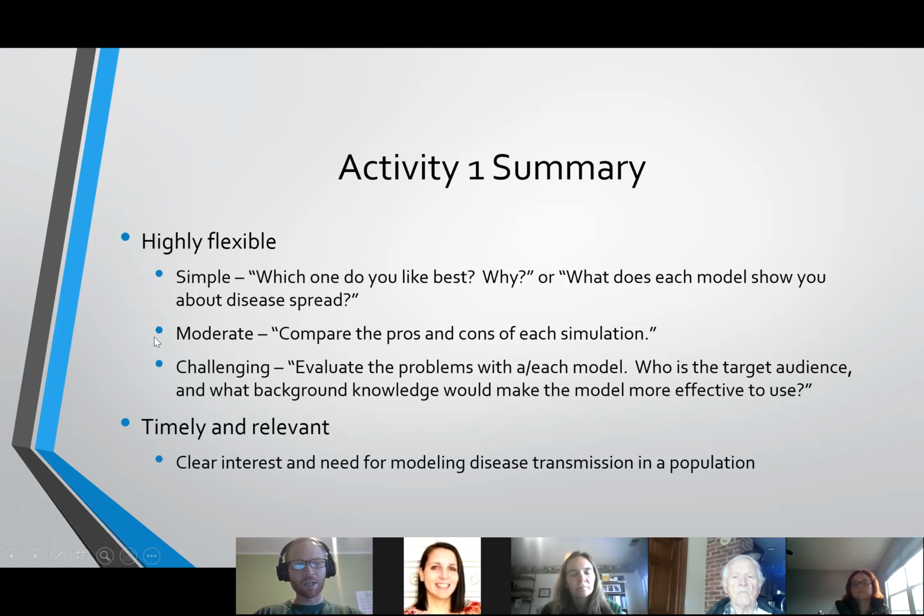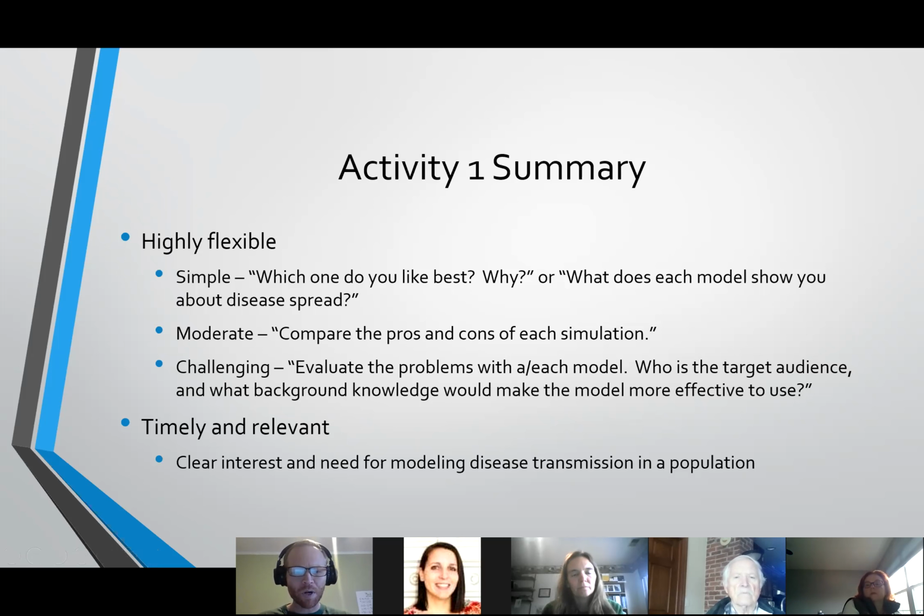You can also get it a little more complex, maybe ask things like compare the pros and cons of each simulation. You could go even more challenging and talk about evaluating the problems with each model. Who's the target audience? What background knowledge would make the model more effective to use? So clearly, this is a really versatile type of experiment. Also, it's extremely timely and relevant. The students were clearly interested in understanding disease transmission. Of course, they were taking a course called Pandemics, so that kind of made sense. But I think it was a success, even with its simplicity.